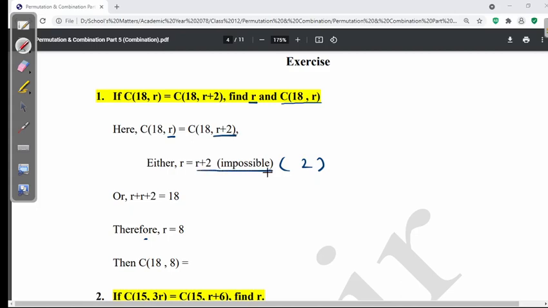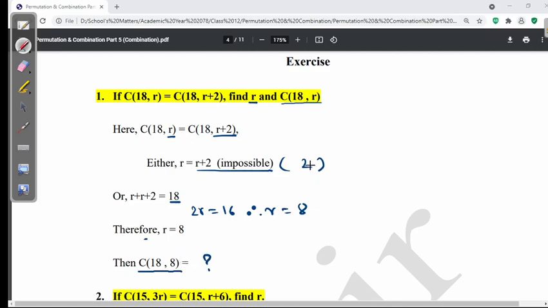It is not possible, as r does not equal r plus 1. So next condition is what? r plus r plus 2 equal to 18. So 2r equals 16. Therefore r equal to 8. And now you can find 18Cr equal to what? That easily you can find this solution.